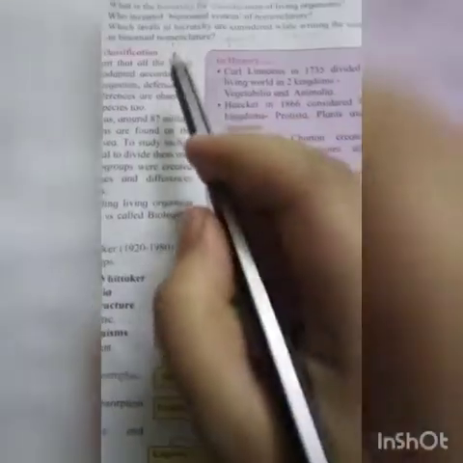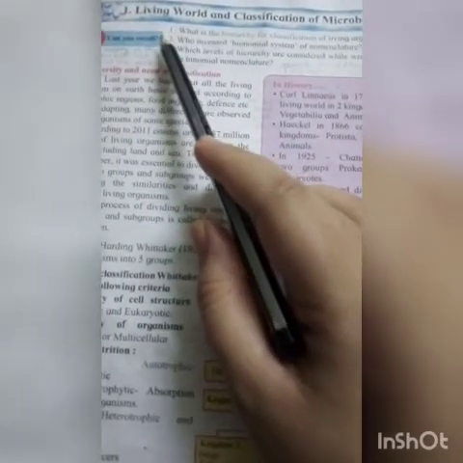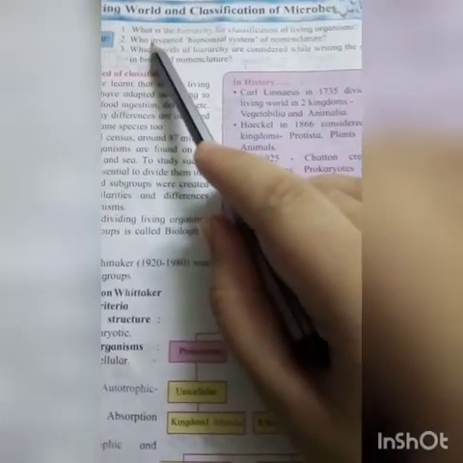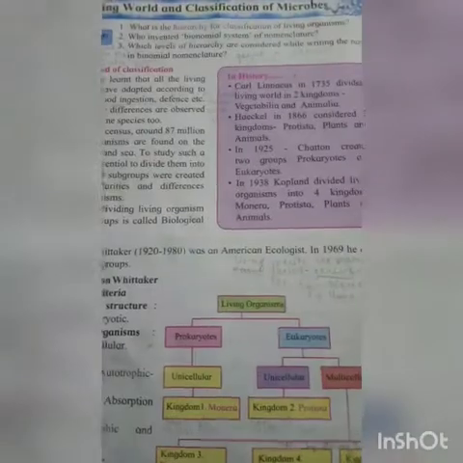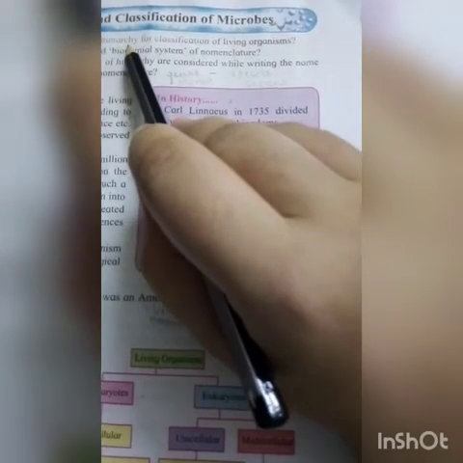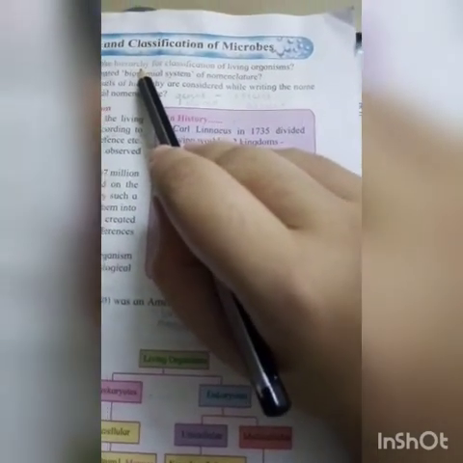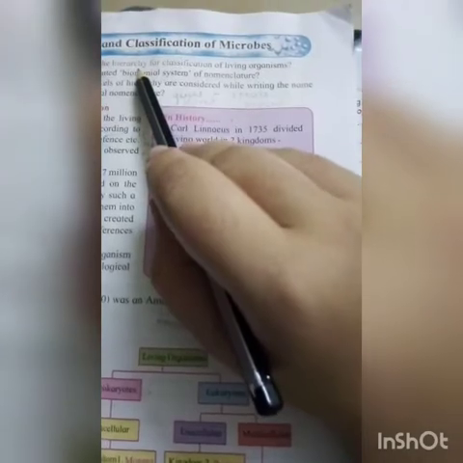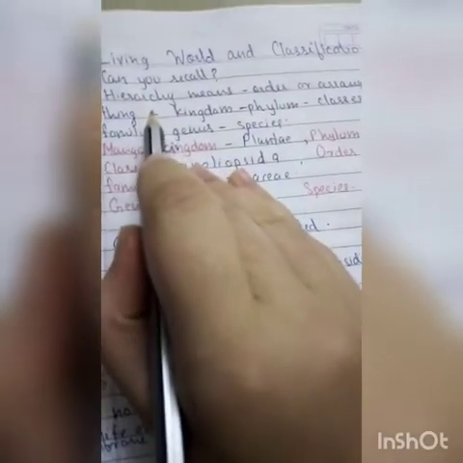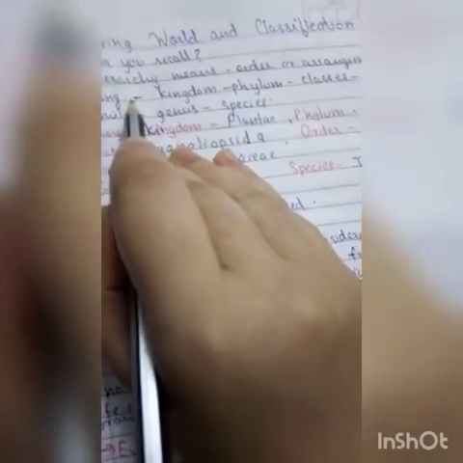Now we will move towards the next question. Before starting the chapter, let's recall some questions. Question number 1 is, what is the hierarchy for classification of living organisms? Let's see, students, what is the meaning of hierarchy? Hierarchy means the steps or arrangement in which the living organisms can be classified. Here I have written some of the steps in which living organisms can be classified.